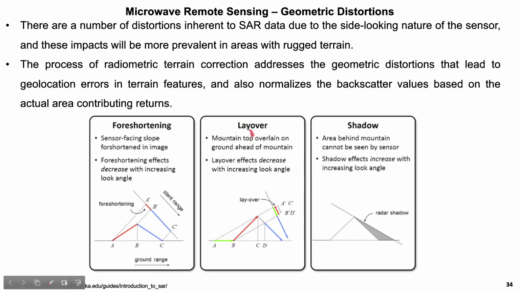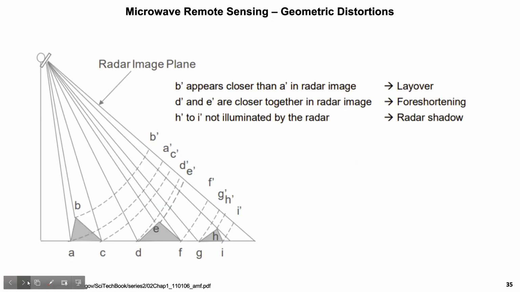The second kind of geometric distortion is the layover. Here what will happen is the bottom of the mountain will appear after the top of the mountain. In reality it is not possible. So your top of the mountain will appear first and your bottom of the mountain will appear later in the image. That effect is called the layover. And the shadow effect is that it is not able to illuminate the backside of your mountain, so it is going to appear as a shadow in your image.